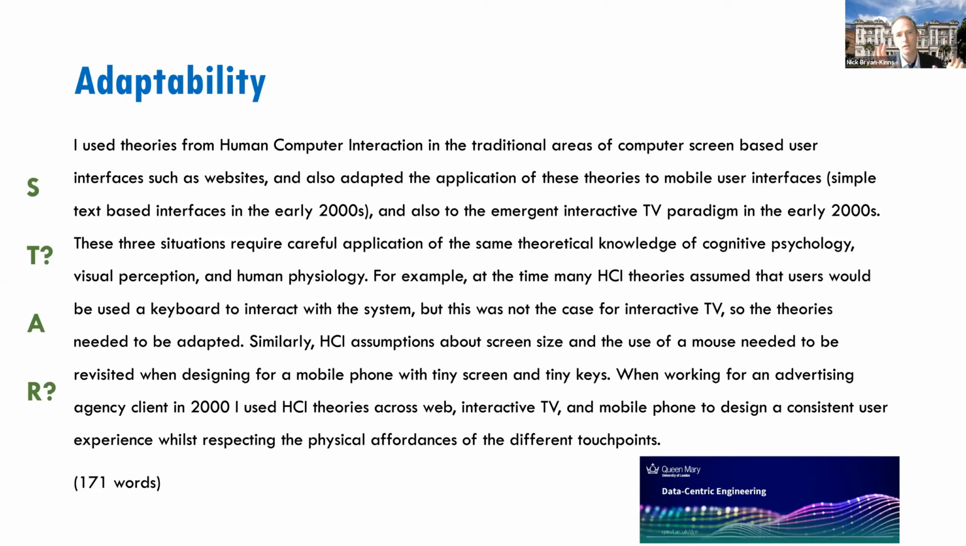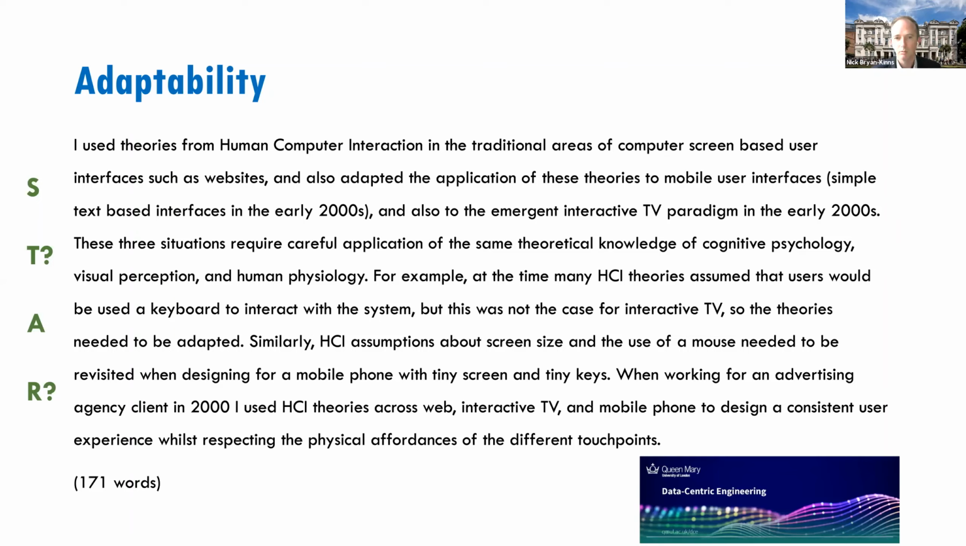So what we did in this one was we adapted some theories from traditional website human-computer interaction, and we adapted those to be able to use them on mobile user interfaces and also interactive TV. So that was the setting. And the task here is a little bit vague because I don't really say, oh, we had to make it usable or efficient or something like that. So in this example, I think the task is a little bit vague. The activity was quite clear in this example.